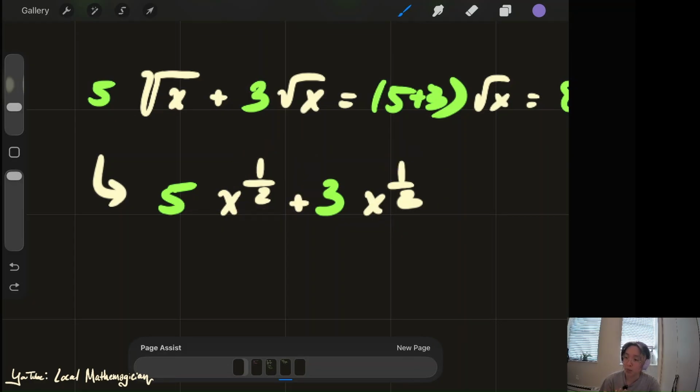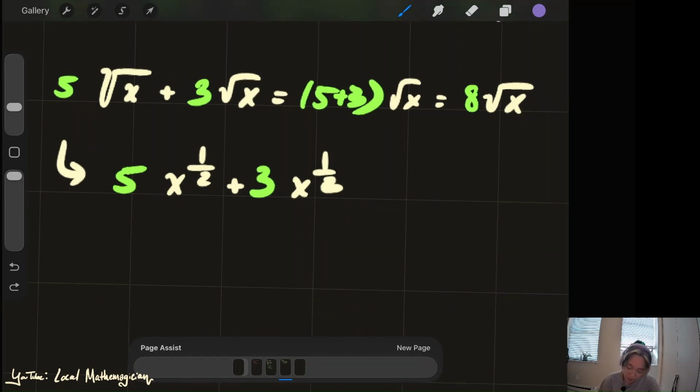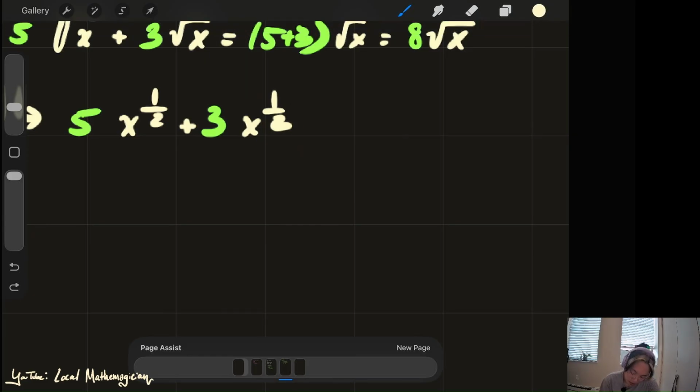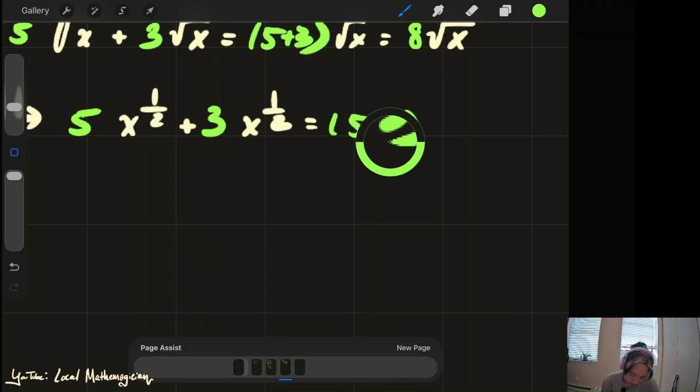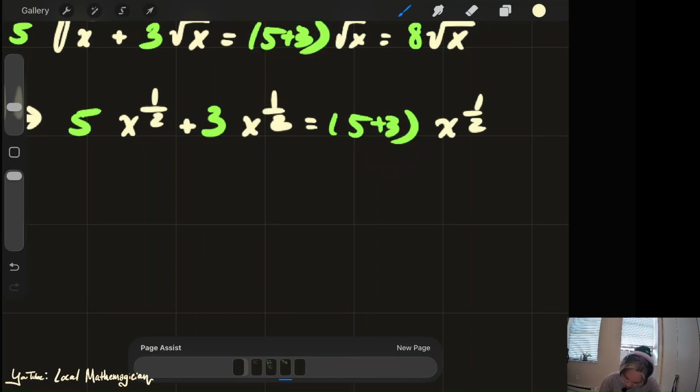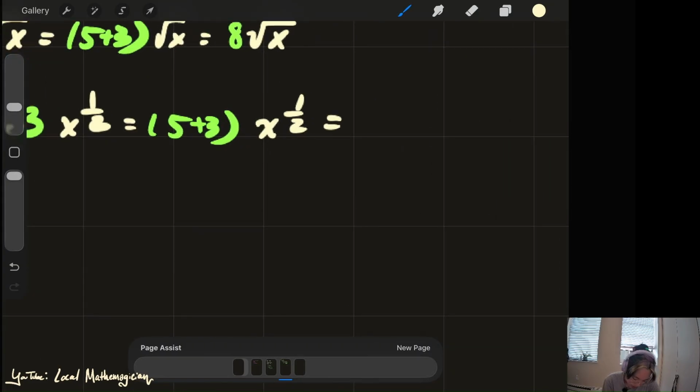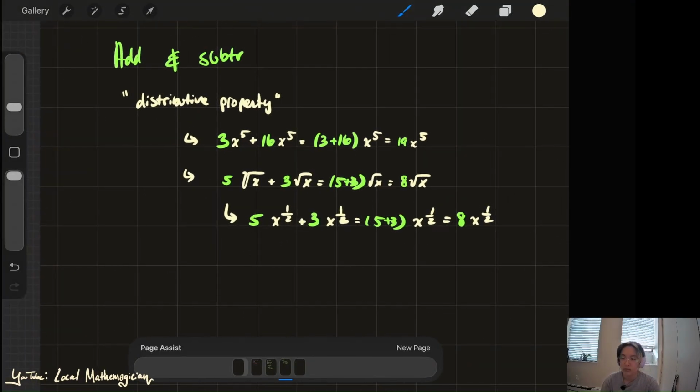Again, we're adding apples. We have 5 apples plus 3 apples. How many apples do we have? We don't have apples squared. We got 8 apples, right? And so then you can, once again, write it as 5 plus 3. 5 plus 3 what? X to the 1/2, which then simplifies out to 8x to the 1/2. Okay?